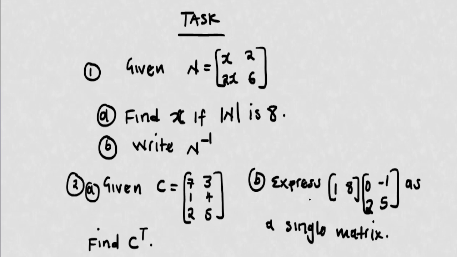So you express that as a single matrix. So you try on those. So this here you are multiplying. So you multiply these two to express as a single matrix. So you try on those and see what you are going to get as answer.